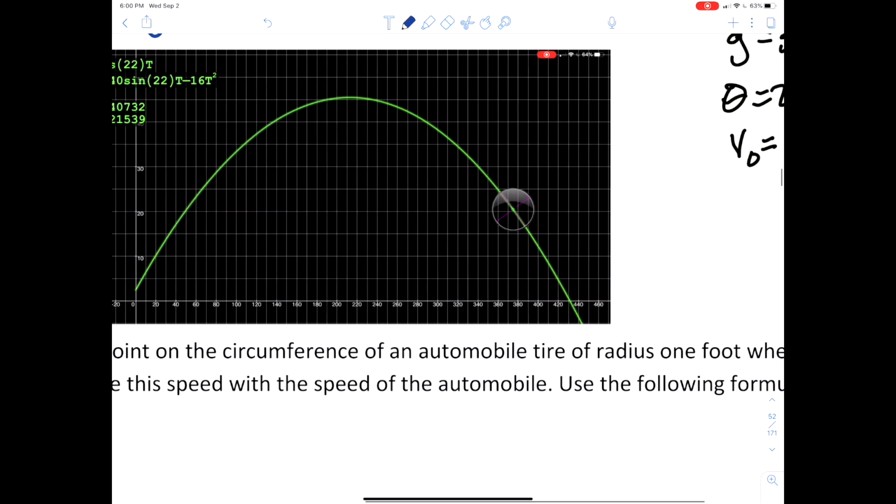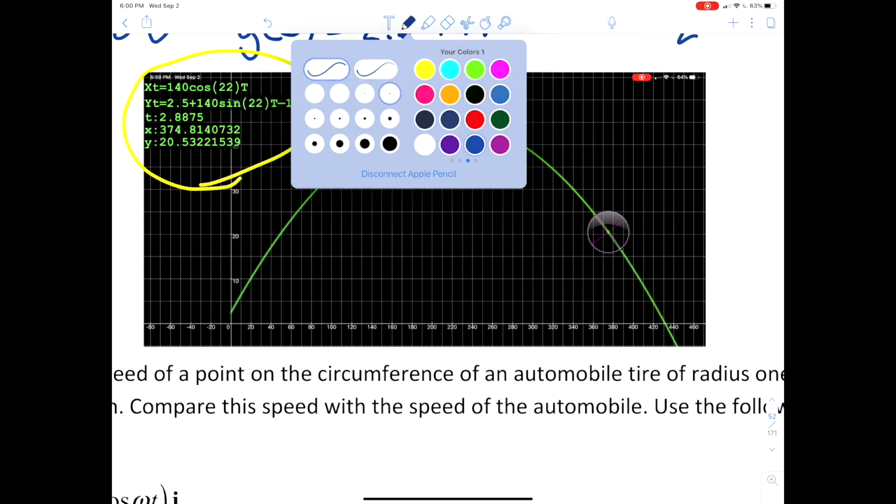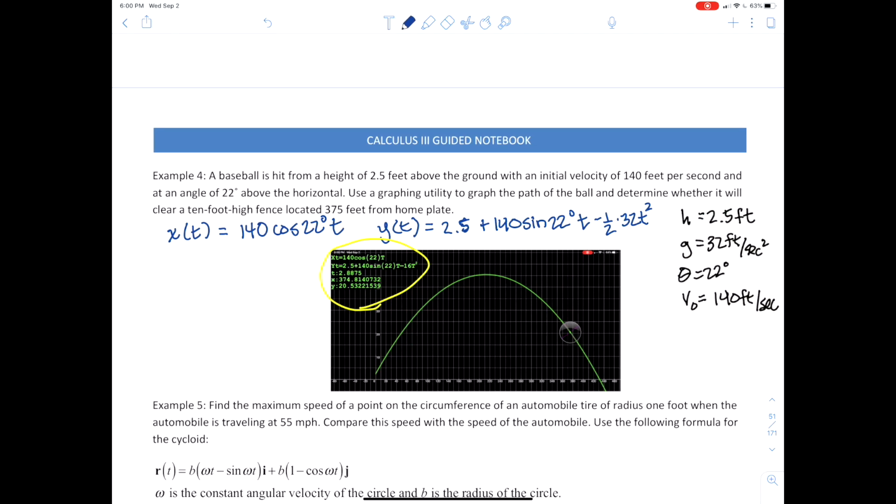So as we were saying, we've got our values here for when x is almost 375, and it's on its downward run, and it's still way up at 20 feet. So it didn't ask us for anything exact, but we can definitely say yes.